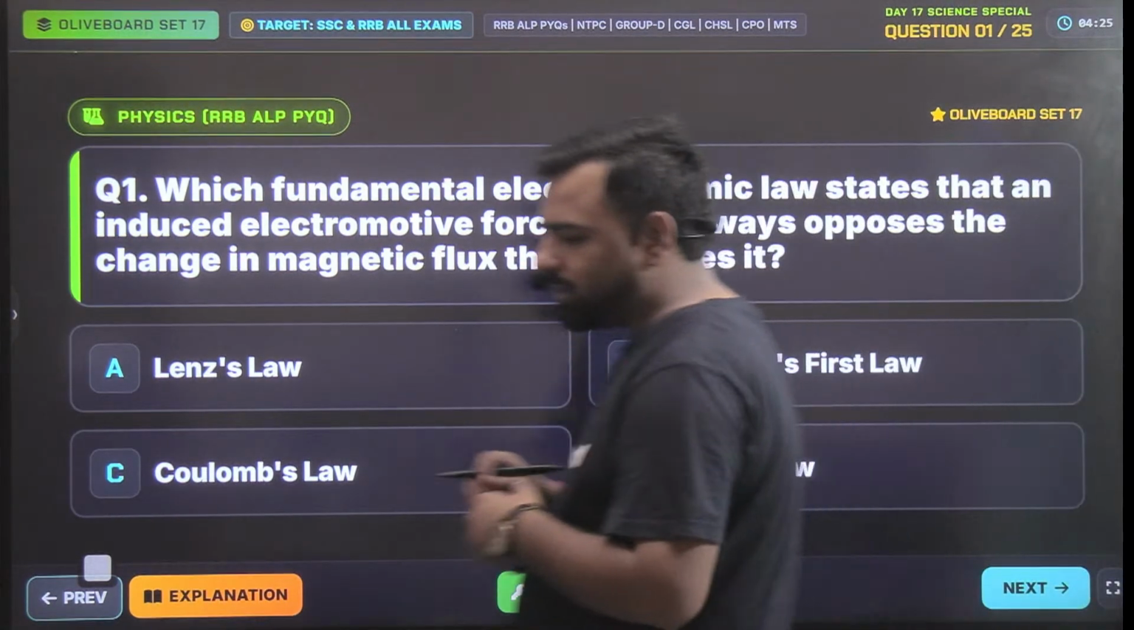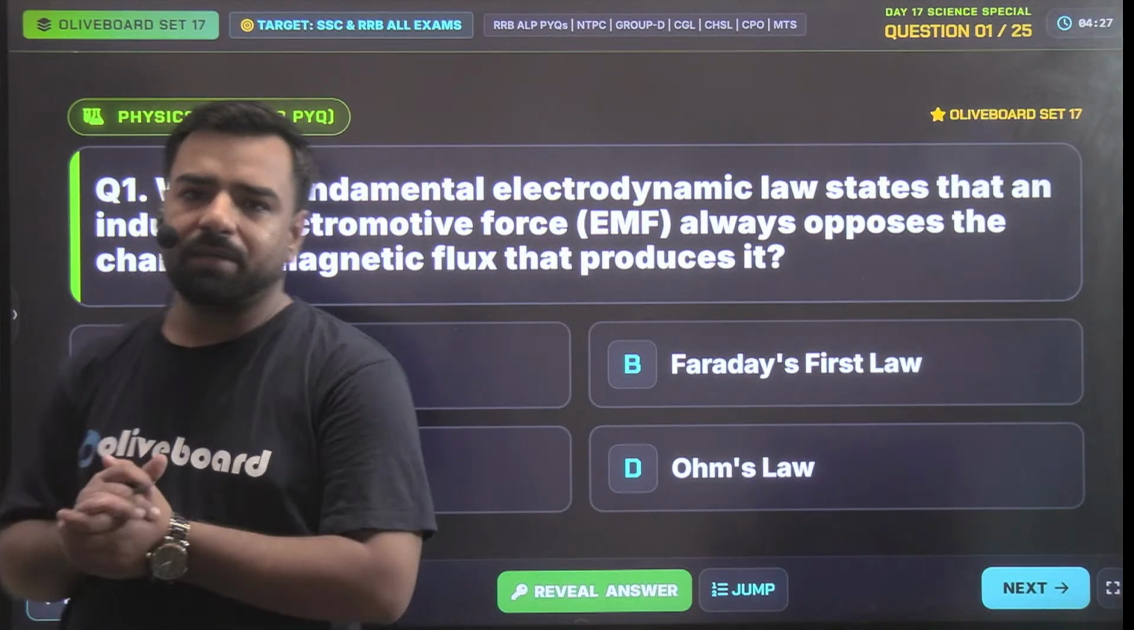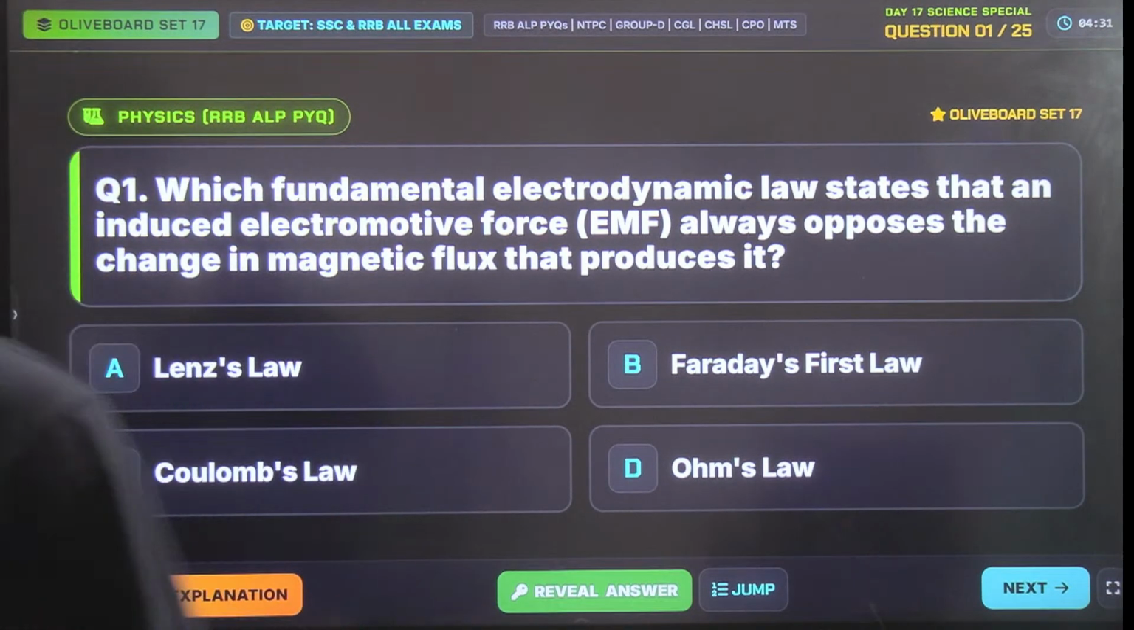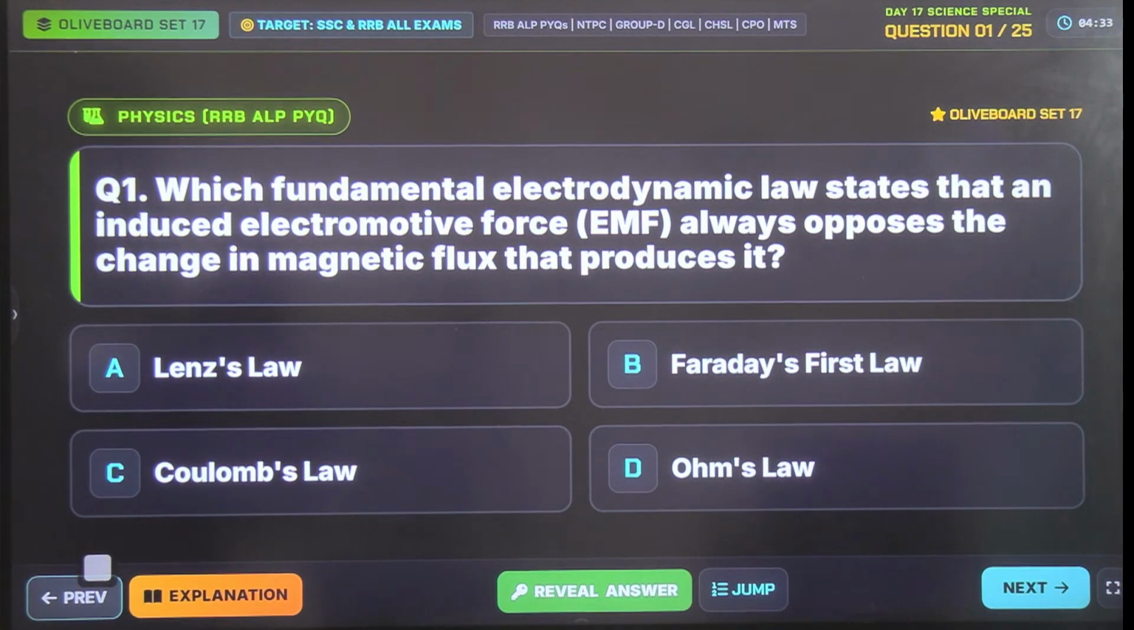Obviously, we are aware of the answer, but the point is, Ohm's law states that the voltage is directly proportional to the current, if we keep all the conditions constant. Similarly, Coulomb's law is linked with the charges, so it has no relation with this particular question. So what should be the answer here?